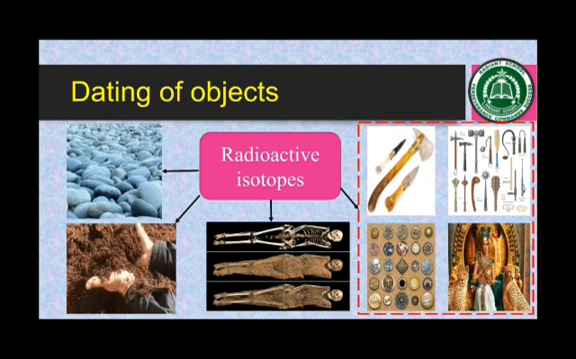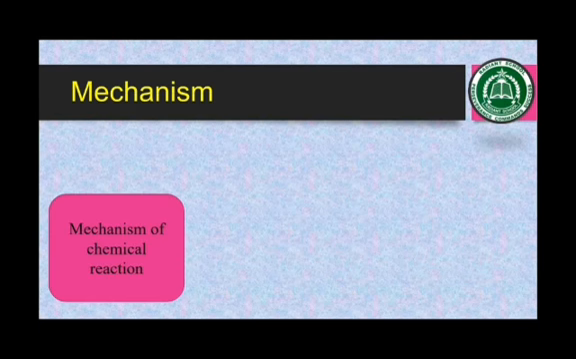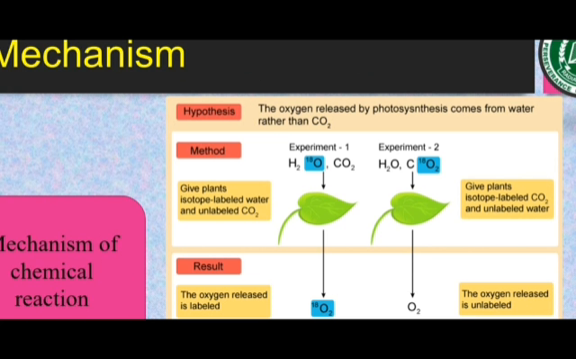Radioactive isotopes are also used to study the mechanism of a chemical reaction. For example, in the process of photosynthesis, carbon dioxide and water react in the presence of sunlight and produce glucose and oxygen. Now, to check whether the released oxygen comes from water or carbon dioxide, we use the radioactive isotope oxygen-18, and by performing different experiments it is proved that the released oxygen comes from water.